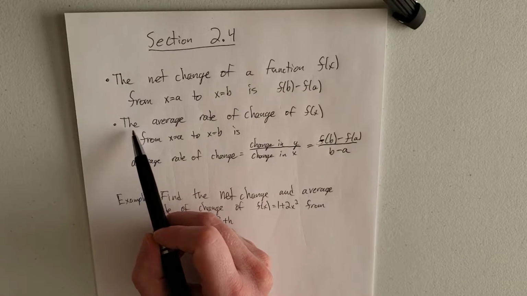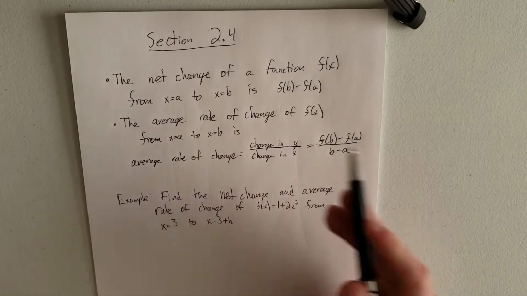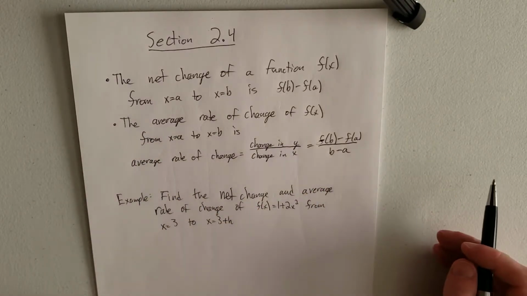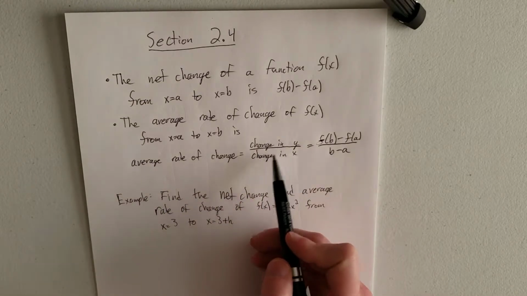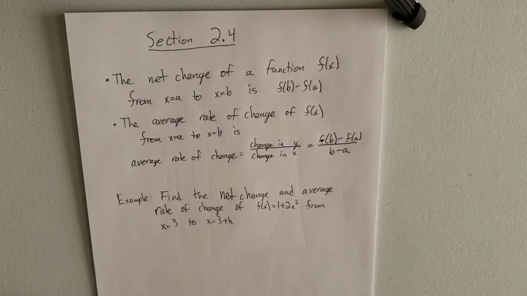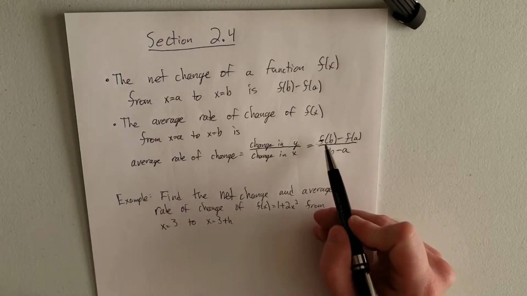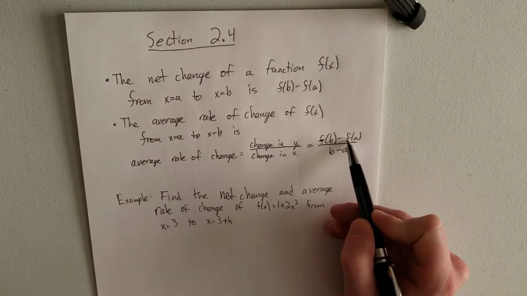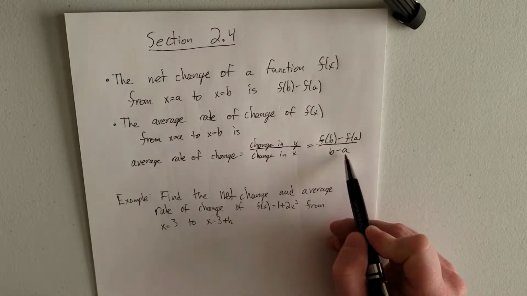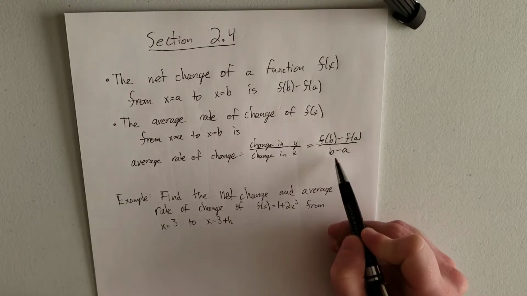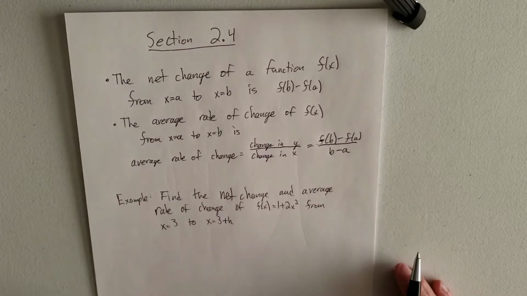Also, we have the definition for average rate of change here. So the average rate of change of f of x from x equals a to x equals b is just the change in y divided by the change in x. Well, the change in y is the net change, which we just calculated, so it's f of b minus f of a. The change in x is just the difference between the two x values, so that's b minus a.